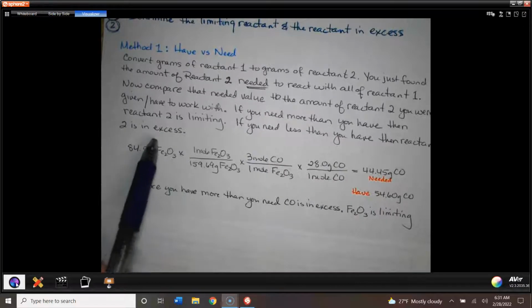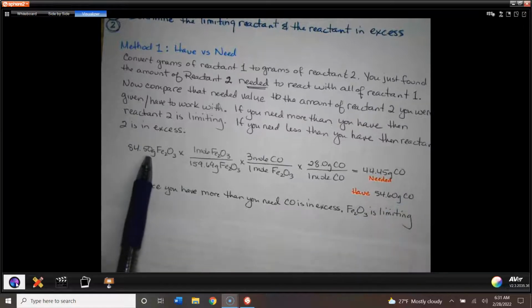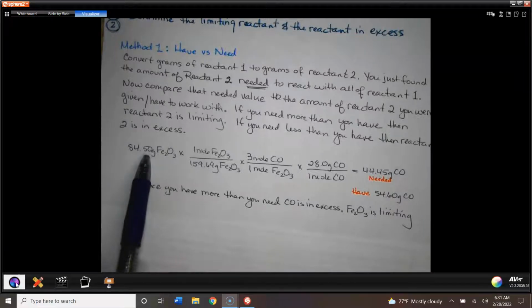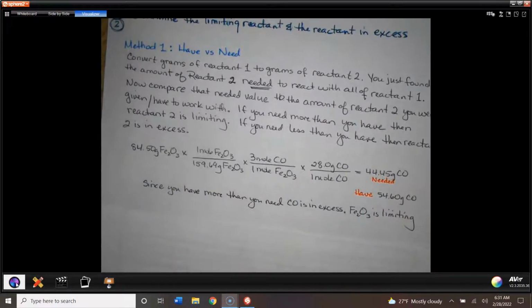Had I done the opposite, if I had started with the amount of carbon monoxide, 54.60 grams, and calculated how much iron oxide I would have needed, I would have come to the same conclusion. I would have needed more than 84.50 grams. That means that the iron oxide would still be running out. So regardless of which substance you choose to begin with, you're going to come to the same conclusion. You'll find what's limiting as well as what's excess.